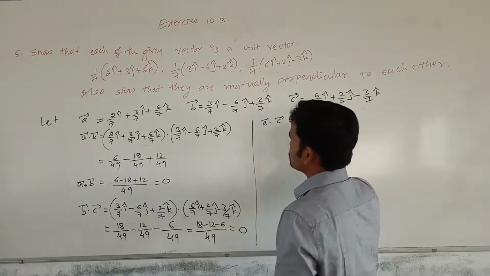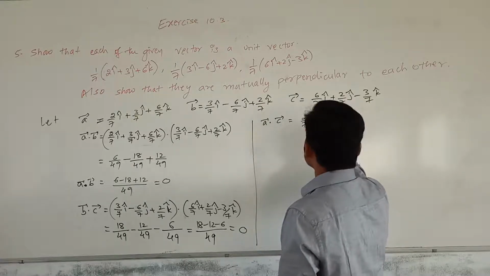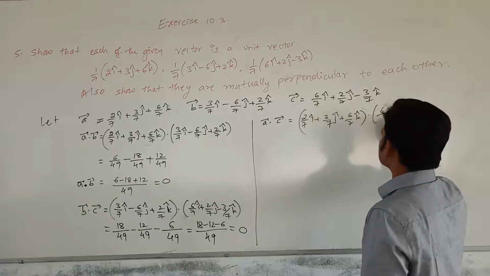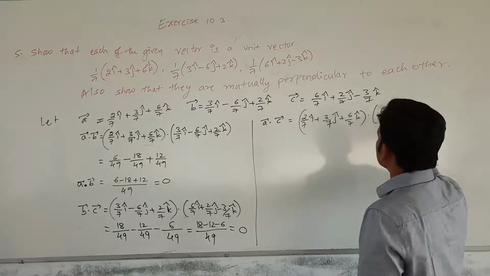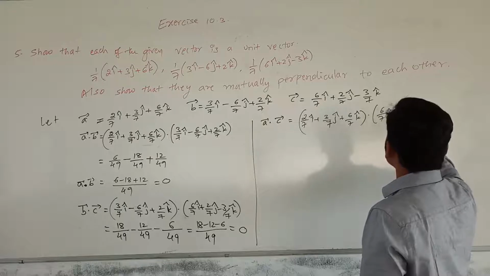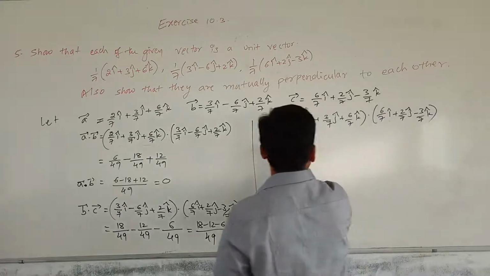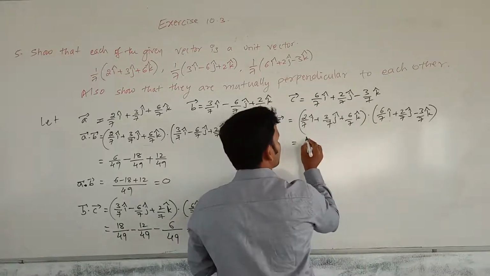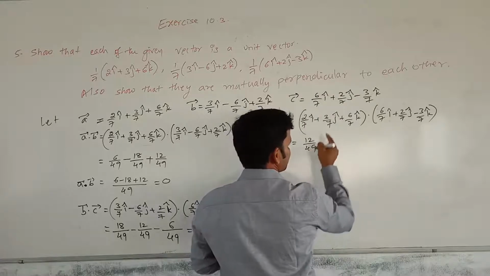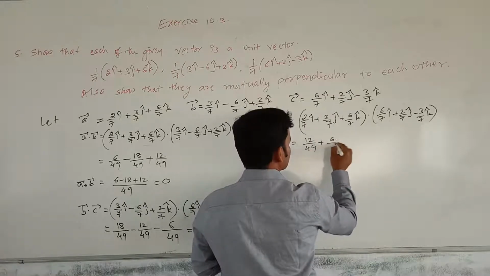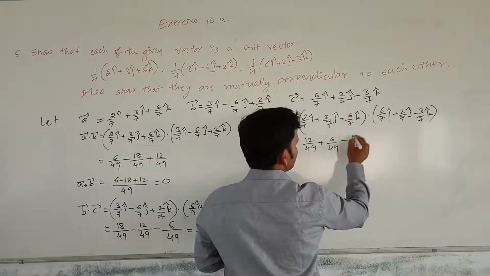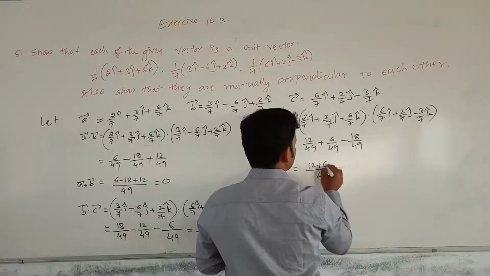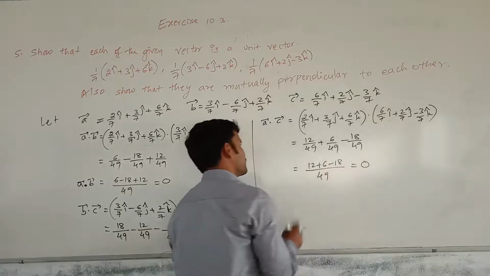A dot C is 2 by 7 into i cap plus 3 by 7 into j cap plus 6 by 7 into k cap, which is in dot product with 6 by 7 into i cap plus 2 by 7 into j cap minus 3 by 7 into k cap. Now taking the dot product of these two vectors, first one 2 by 7 into 6 by 7, numerator will be 12, 12 by 49, plus 3 by 7 into 2 by 7 is plus 6 by 49. Plus into minus, minus 6 3 is 18, 18 by 49. This is 49, 12 plus 6 minus 18. Numerator is 0, so that is 0.